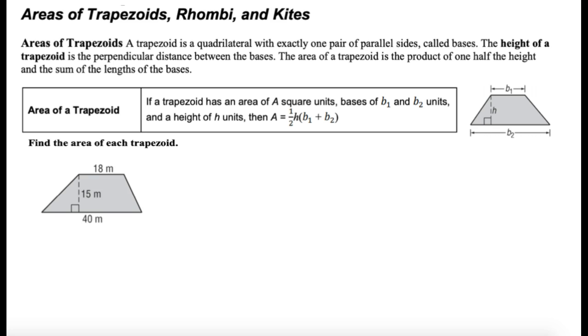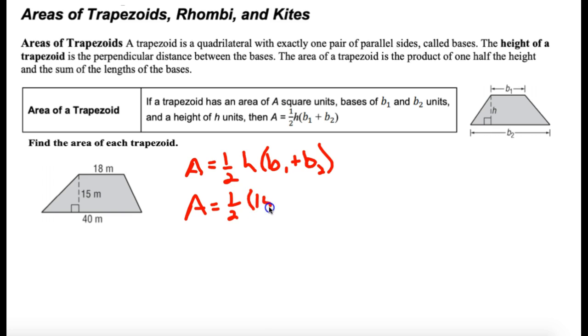In this one, if we are starting with our formula, A equals 1/2 times the height times base 1 plus base 2. Let's just plug in all the information we have. So 1/2 times the height. Height is the distance between the two bases, so that'll be 15. And then the two bases are 18 and 40.